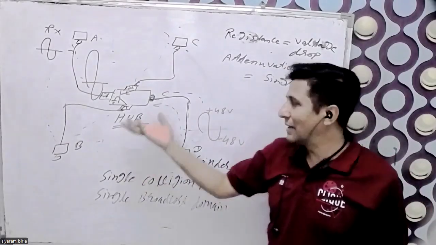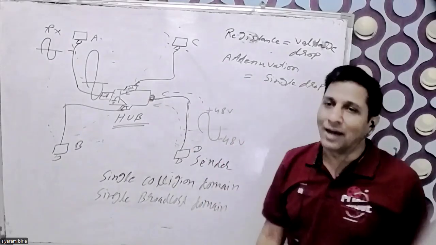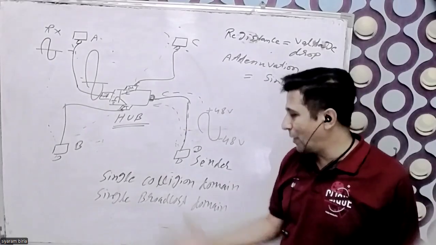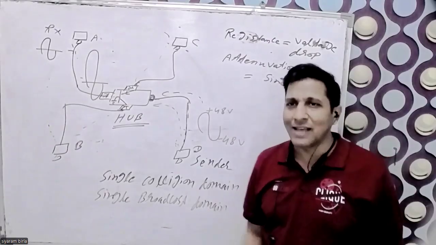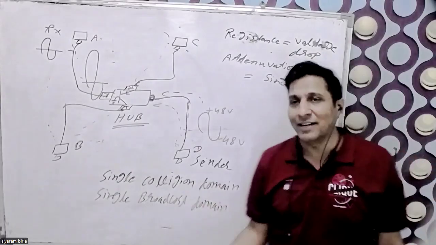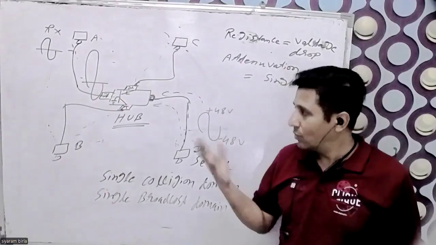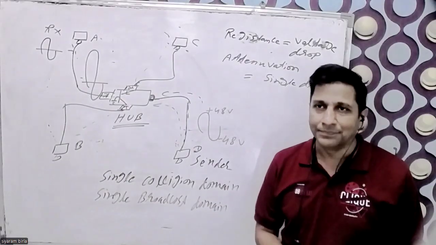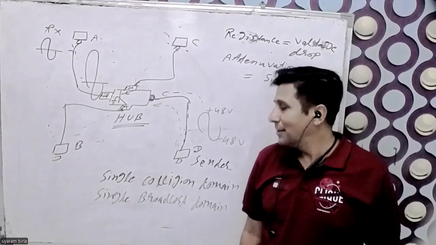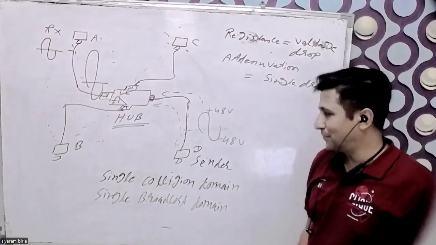But don't worry, the hub avoids one problem, the problem with the bus topology, and that is the good thing. But the two problems are the single collision domain and the single broadcast domain. In onward classes, I will first explain how to avoid the single collision problem, and after that, the single broadcast problem. Right now, these two problems are the disadvantage of the hub.